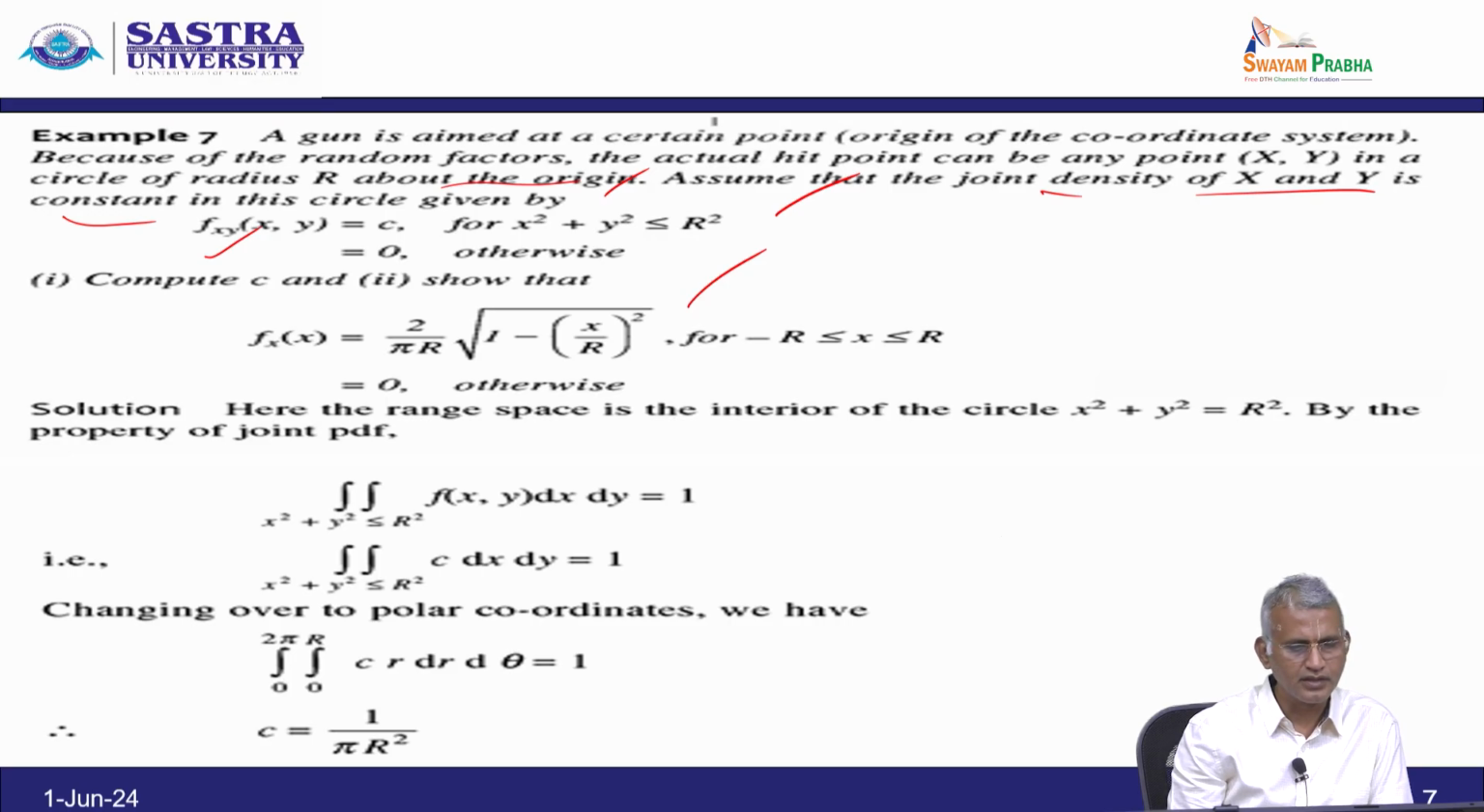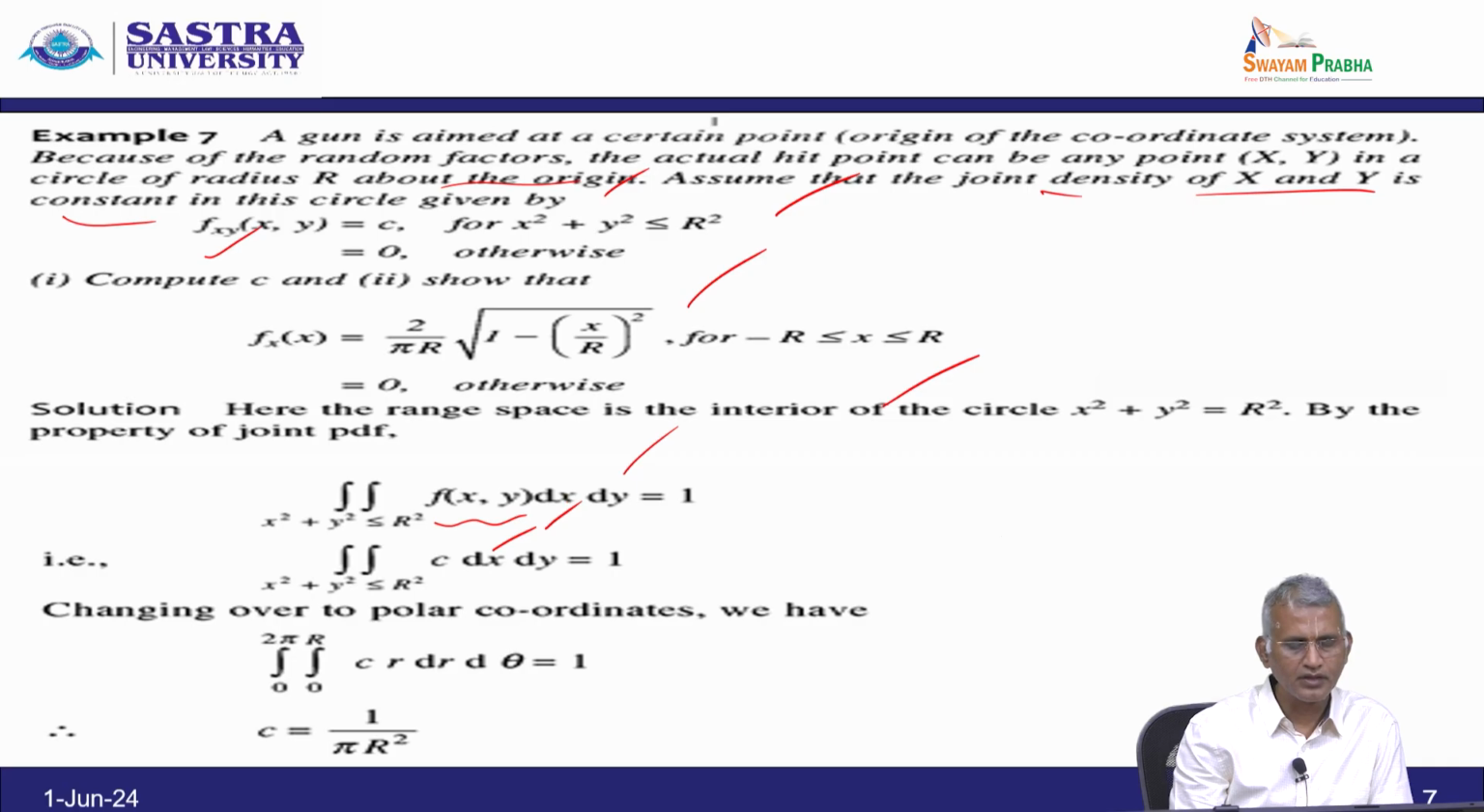So the solution is here: the range space is the interior of the circle. By the joint probability density function, the double integral over x square plus y square less than or equal to r square of f of x y into dx dy equals 1. And since f of x y is c in this region, the double integral over x square plus y square less than or equal to r square becomes c into dx dy.